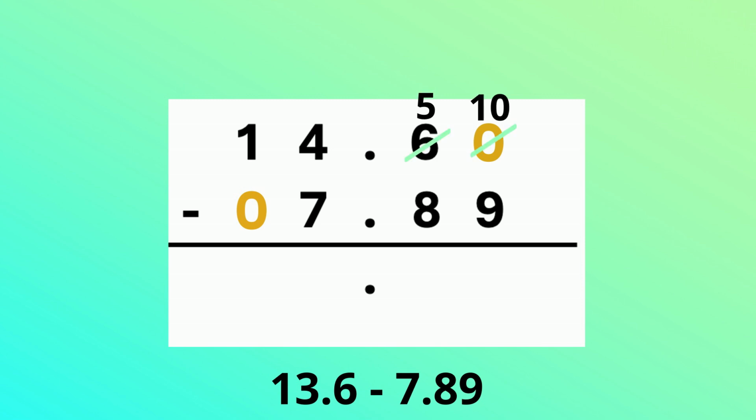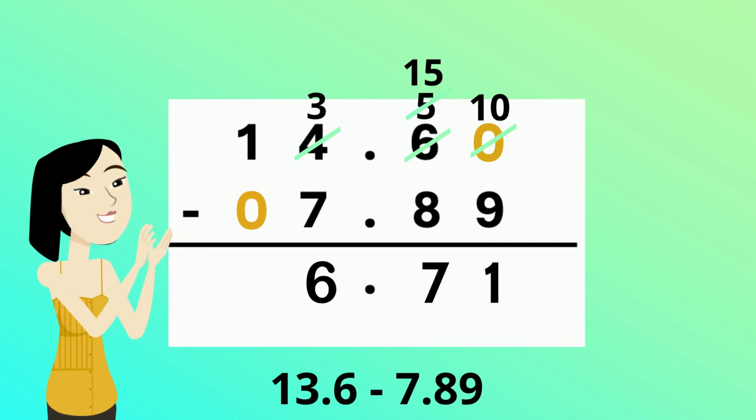Now we can subtract. 10 minus 9 is 1. Next, we need to take away 8 from 5. Same thing. 5 must borrow from 4. That makes the 4 become 3, and 5 become 15. 15 minus 8 is 7. Then for the rest, because we have reached the end anyways, we can say 13 minus 7, that is 6. So the answer is 6.71.